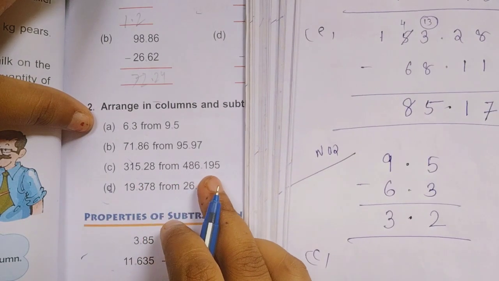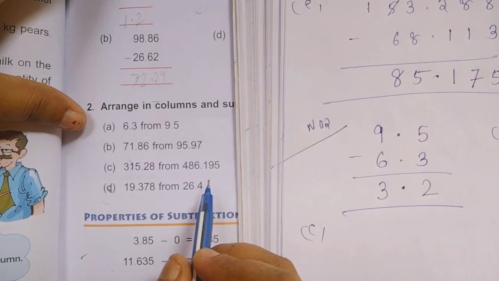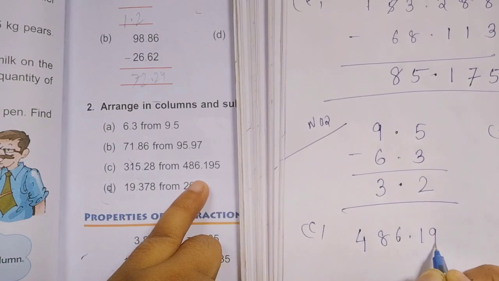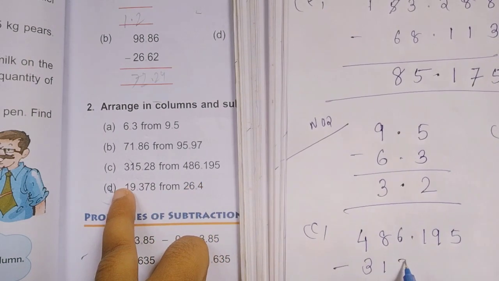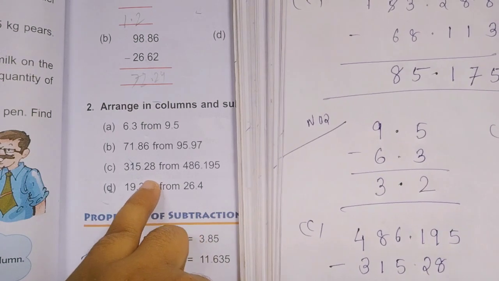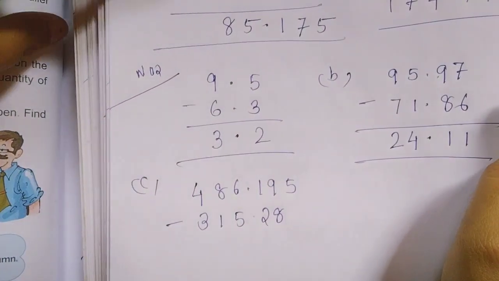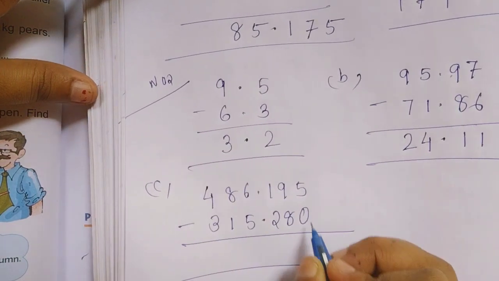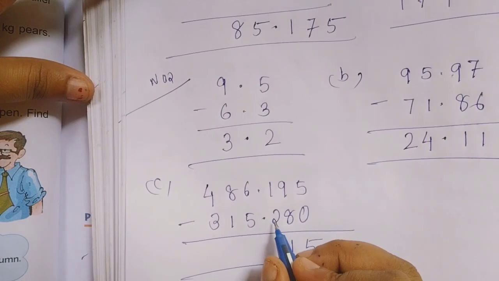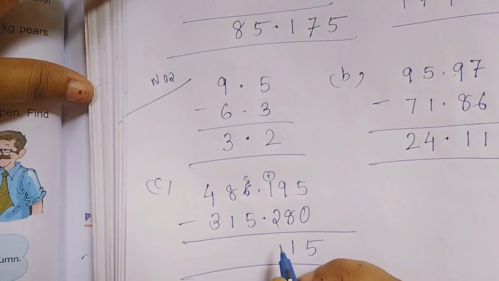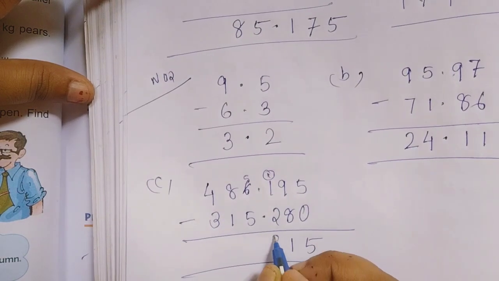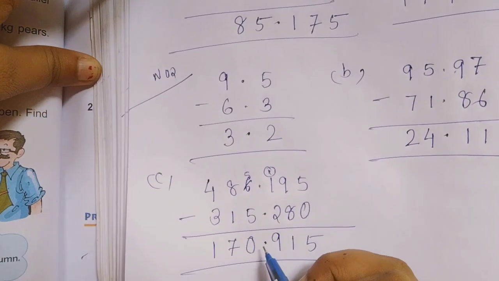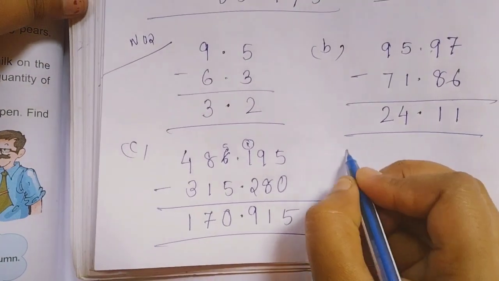Then next, 315.28 from 486.195. So first arrange the digits in the place value column. So the largest number is 486.195 minus 315.28. Then you convert it to like terms. So 0. Then 5 minus 0 is 5. 9 minus 8 is 1. 1 minus 2, you cannot subtract it, so you borrow. Then 11 minus 2 equals 9. Then you put the point. Then 5 minus 5 is 0. 8 minus 1 is 7. 4 minus 3 is 1. 170.915.